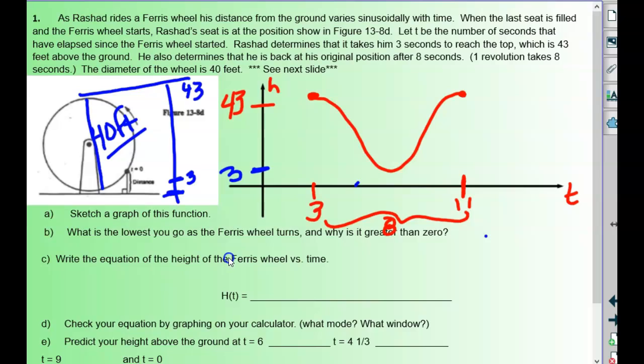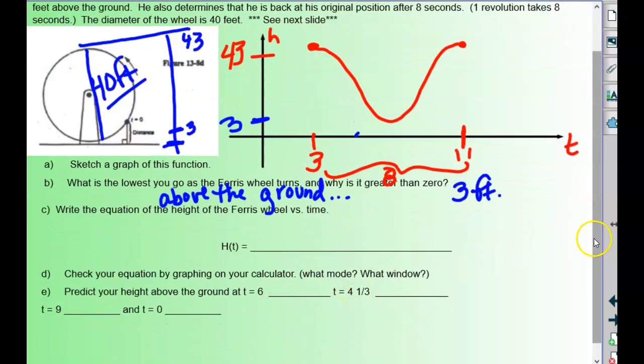Okay, so 3 feet. Why is it greater than 0? So he doesn't hit his feet on the ground, that's where he gets on, whatever. It's just that it's above the ground as it goes around, right? Okay. Write an equation. Check your equation by graphing on your calculator, and then we're going to put in some numbers on our calculator.